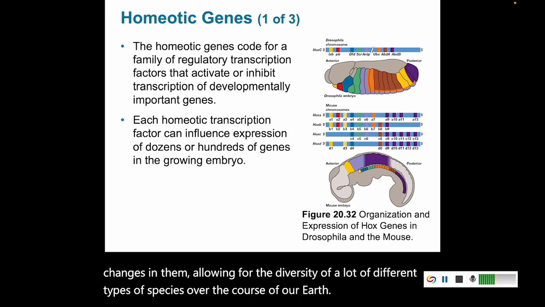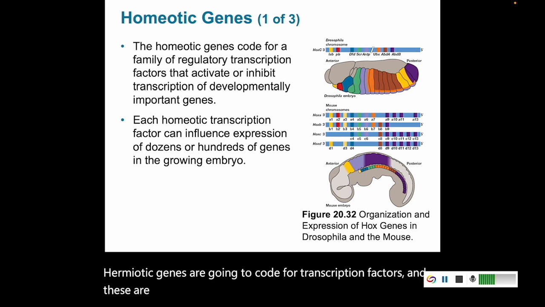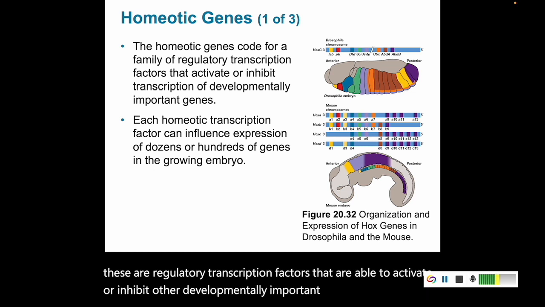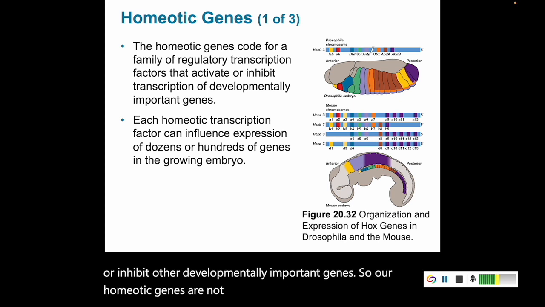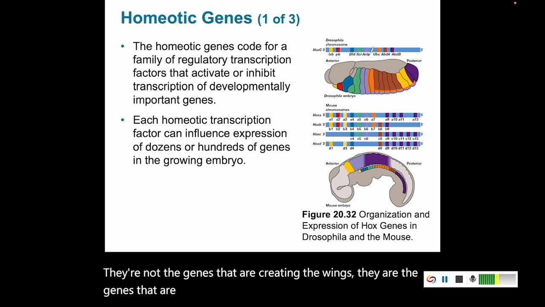Homeotic genes are going to code for transcription factors. And these are regulatory transcription factors that are able to activate or inhibit other developmentally important genes. So our homeotic genes are not the genes that are creating antennas. They're not the genes that are creating the wings. They are the genes that are controlling the expression of these other genes.